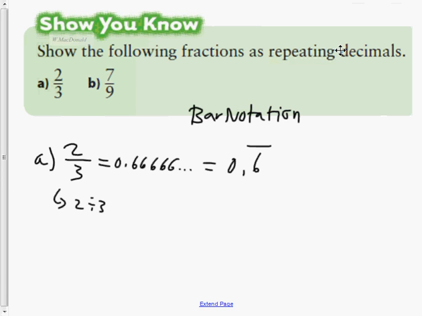Now, some people think that 0.66 is acceptable. But 66 isn't repeating to infinity. It's actually a 6. So the proper way to express that would be 0.6 with a bar above it.